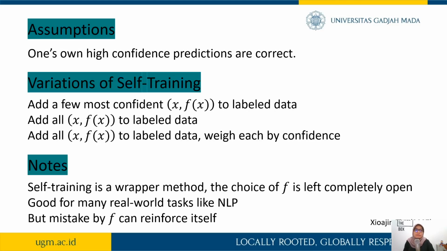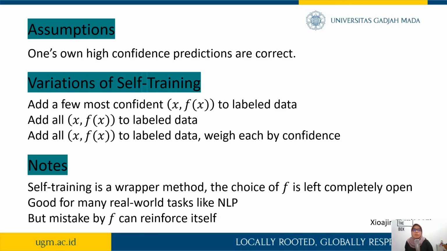Alright, so in self-training, there's an assumption that predictions with high confidence are correct. Because, of course, there is no label in the unlabeled data. So the assumption here is that high-confidence predictions are correct. There are some variations of self-training here.